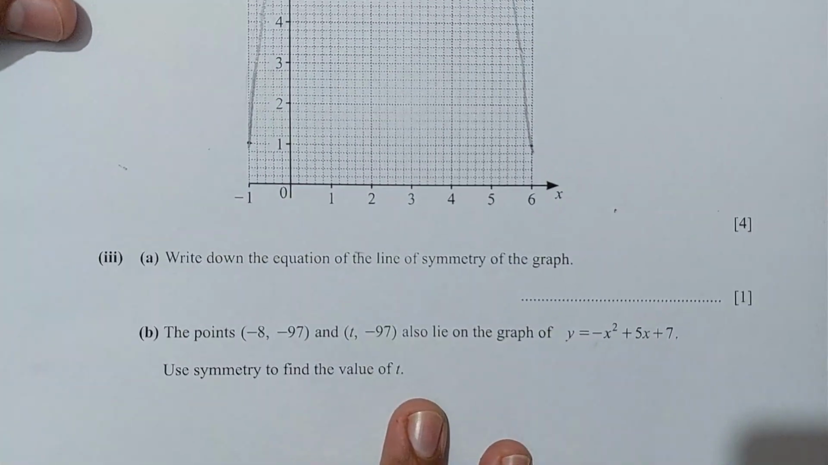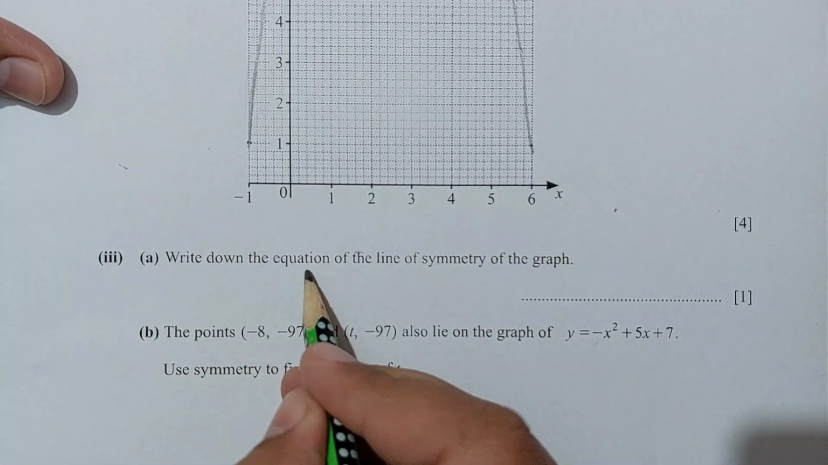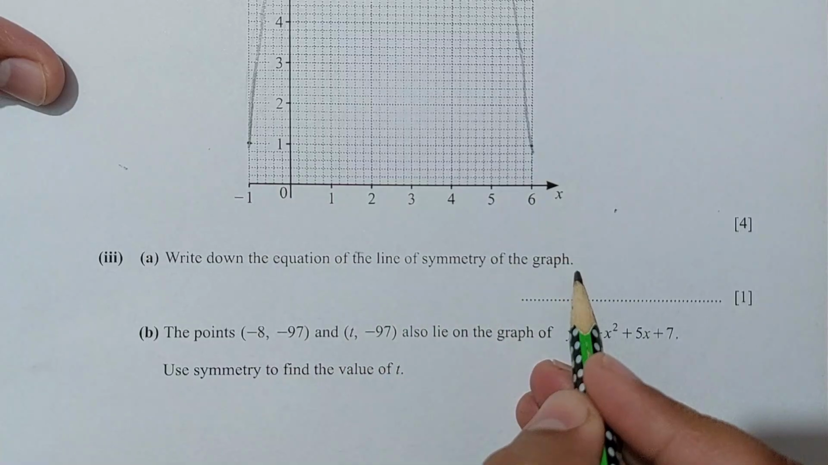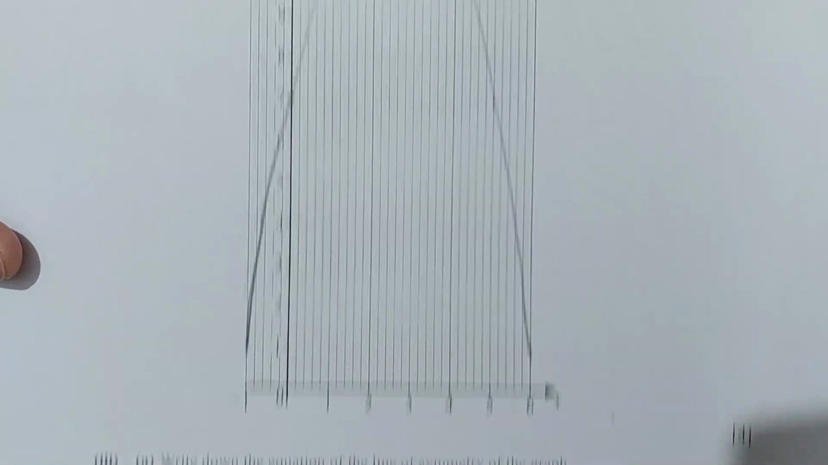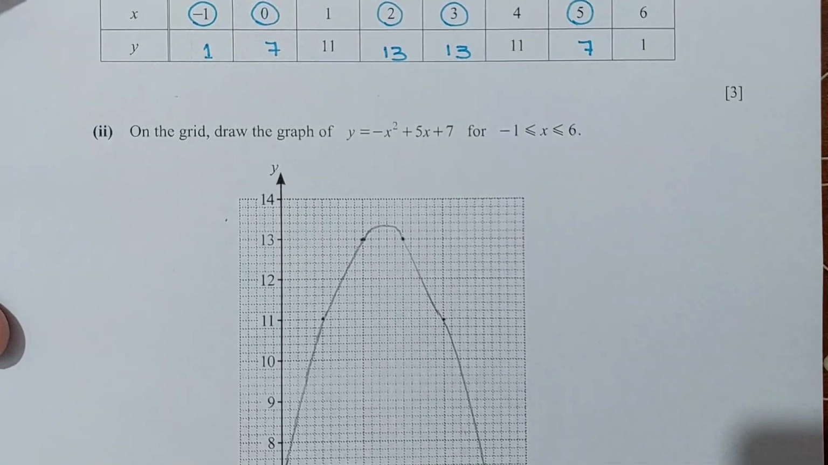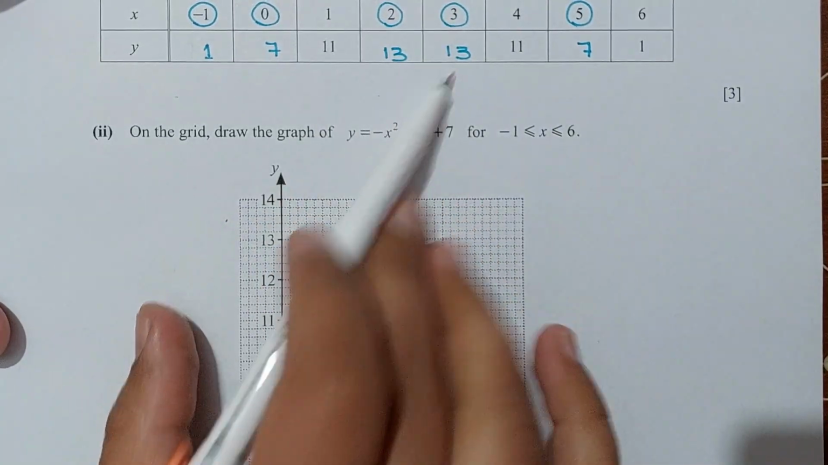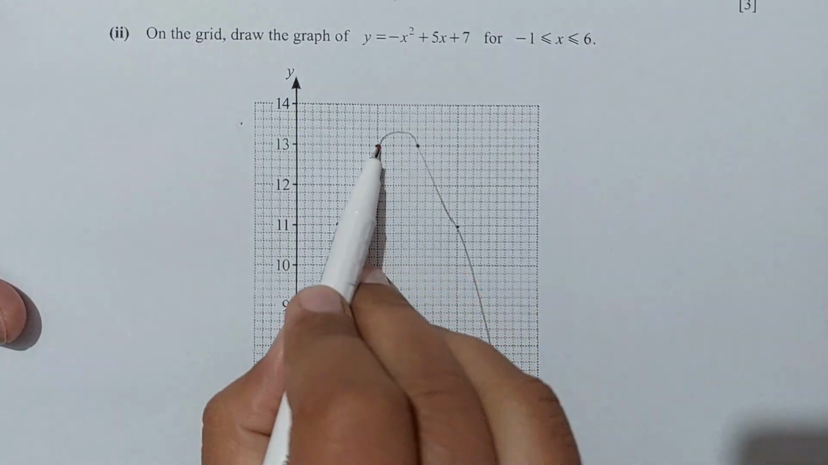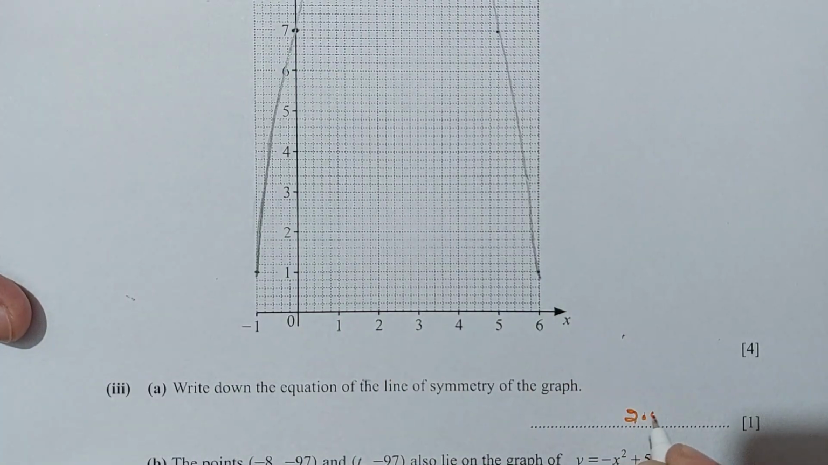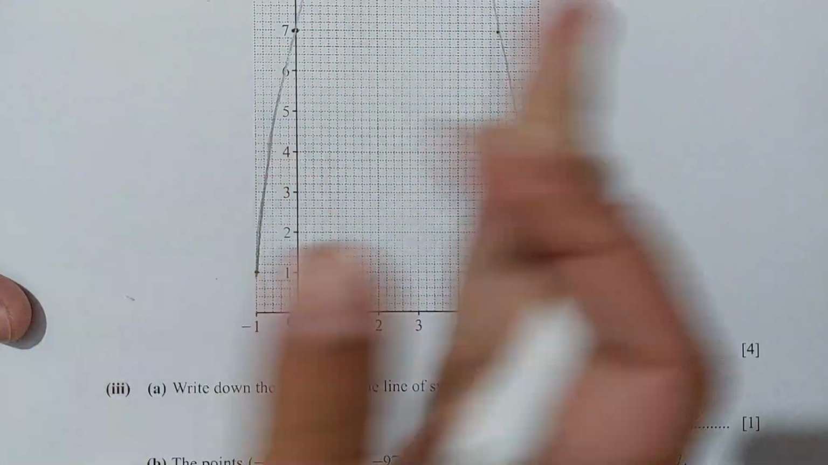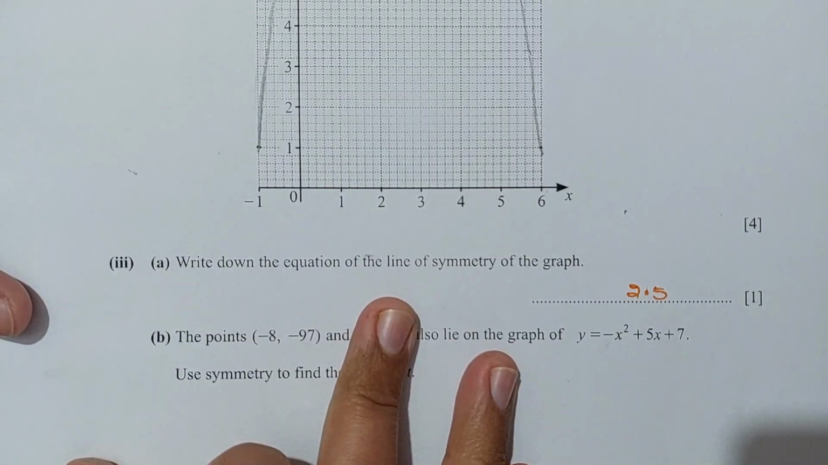All right, now moving to part 3a, write down the equation of the line of symmetry of the graph. So the equation of the line of symmetry, as you can see, when x is 2, it's 13. When x is 3, it is 13, right? So the line of symmetry is between 2 and 3, which is 2.5. It makes both sides of the graph symmetrical, right?